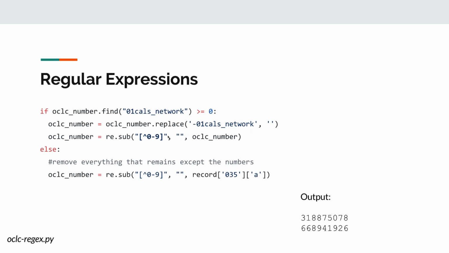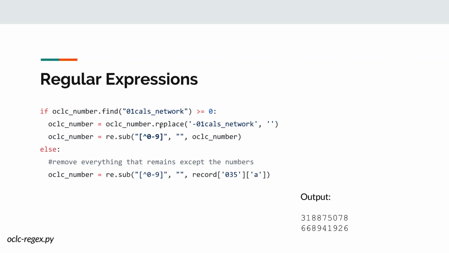Now, I'm doing that because in this particular case, I'm looking for 035s that might have the 01 CALS network, but there could be 035s in my file that don't have that at all. I still want the regular expression to clean up anything that might be there. So my if else in this case is kind of doing the same thing.